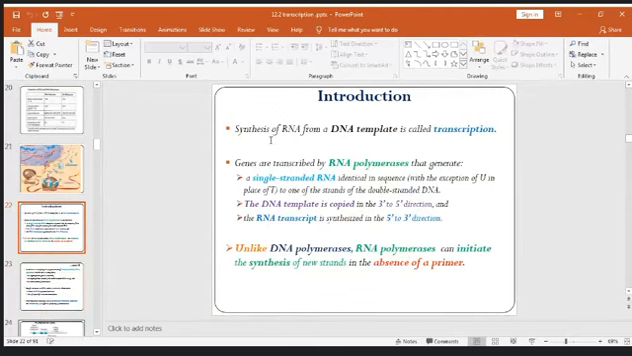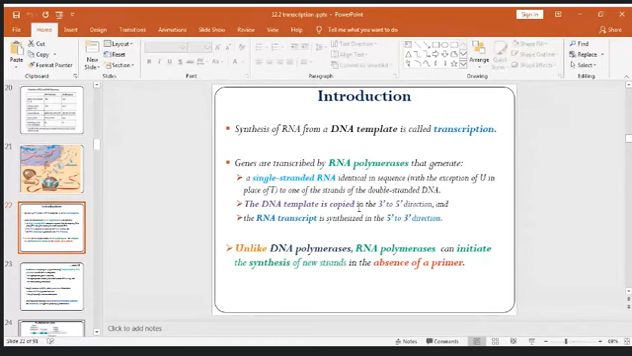So as an introduction part, the synthesis of RNA from DNA template is called transcription. Already we discussed it. The genes are transcribed by RNA polymerase enzyme, and the transcription process generates a single-stranded RNA identical in sequence with the exception of uridine in the place of T to one of the strands of the double-stranded DNA that is acting as the encoding strand. The DNA template is copied in the 3' to 5' direction.